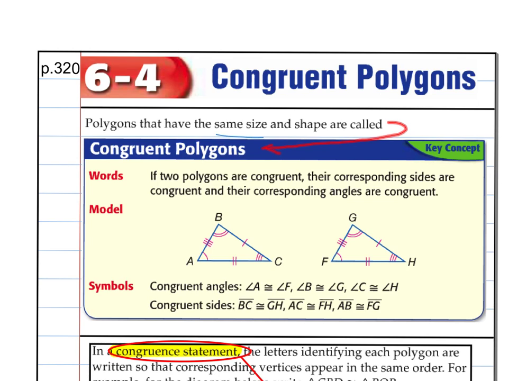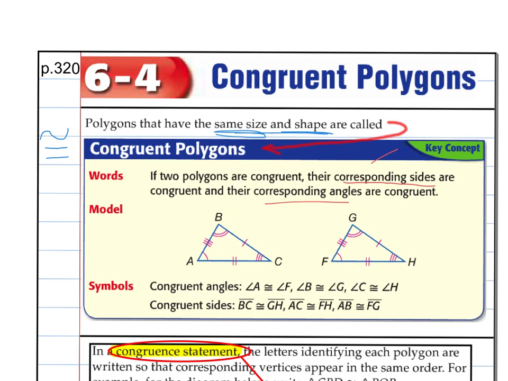Congruent polygons. Polygons that have the same size and the same shape are called congruent polygons. I always think of congruent, and this is the symbol for congruent, as meaning same shape and same size. If two polygons are congruent, their corresponding sides, remember that corresponding means in the same position, are congruent, and their corresponding angles are congruent as well.